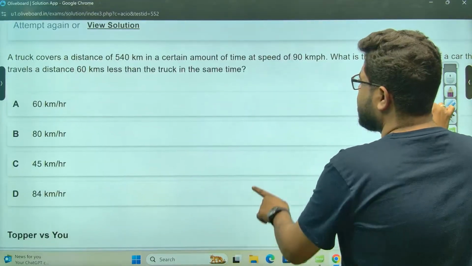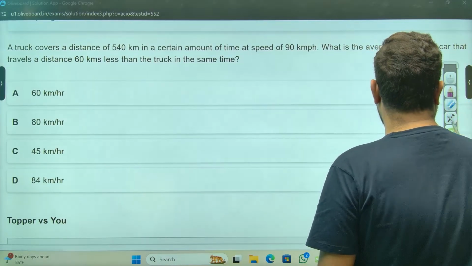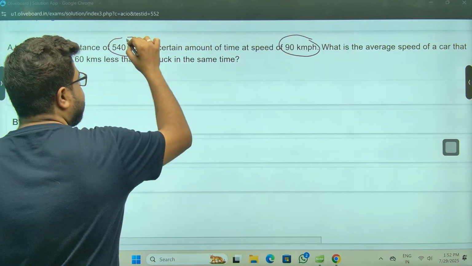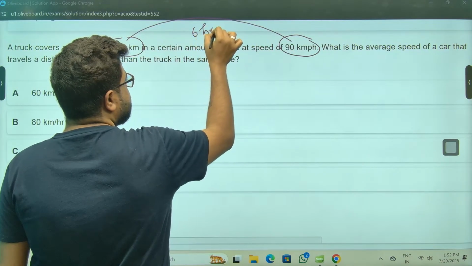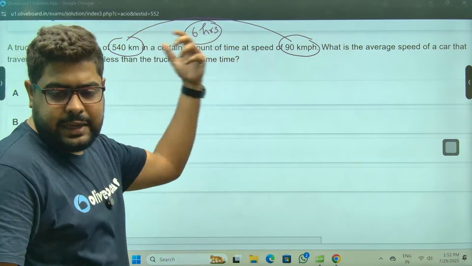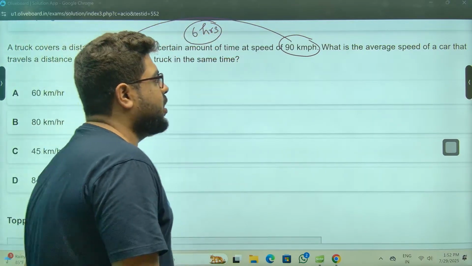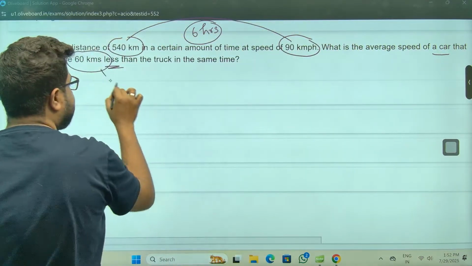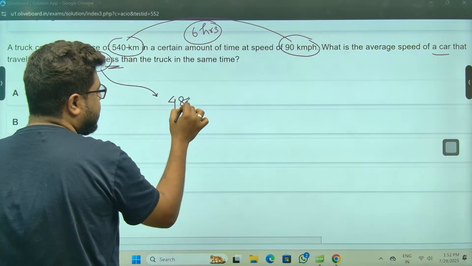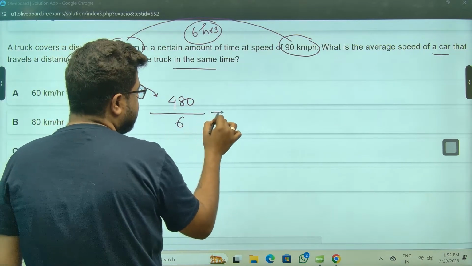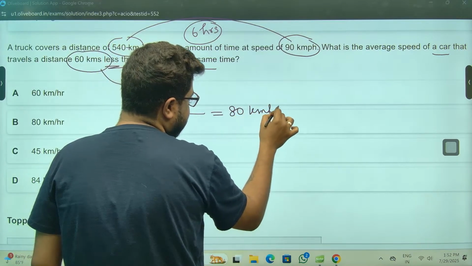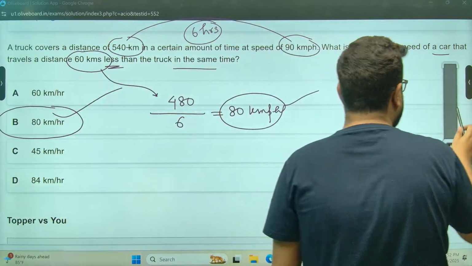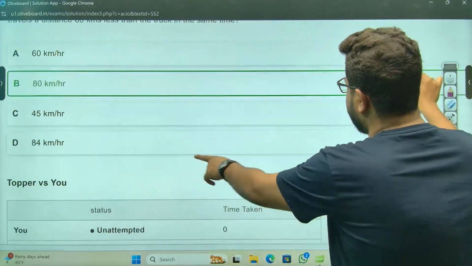Next one. Let's pick up the pace. A truck covers 540 kilometers at this particular speed. Time taken, sir, 6 hours. Distance by speed gives you time. 540 by 90, 6 nines are 54. We all know. Average speed of a car that travels 60 kilometers less, meaning 540 minus 60, that is 480 kilometers, in the same time, 6 hours. Sir, 80 kmph. Distance by time gives you average speed. 80, option B. Done, sir. Simple question.